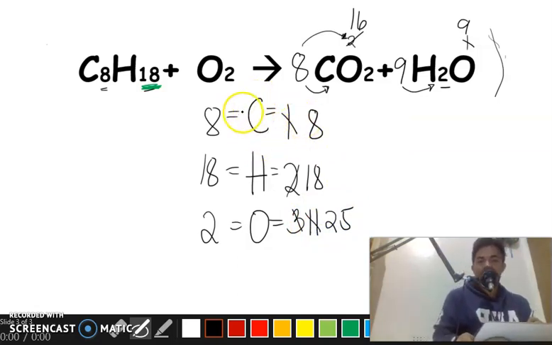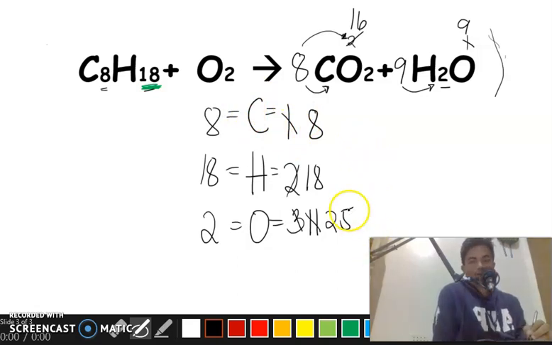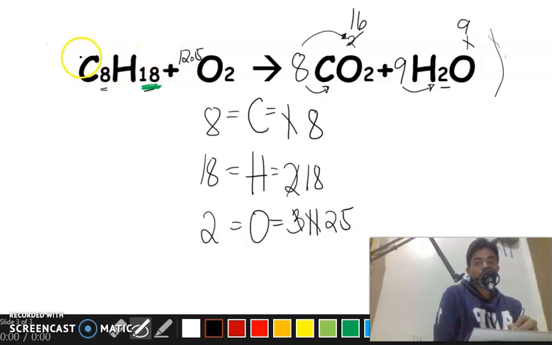However, a new problem arises wherein your O on the left side is actually even, however, the number of oxygen on your right side is going to be odd. So since this is 25, for coefficients, it's supposed to be whole numbers, right? But the only number that you can multiply your oxygen with is 12.5. That would mean your C8H18 is going to be 1, 12.5, 8, and 9.